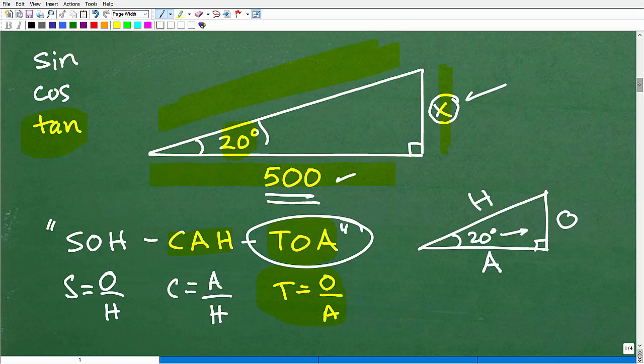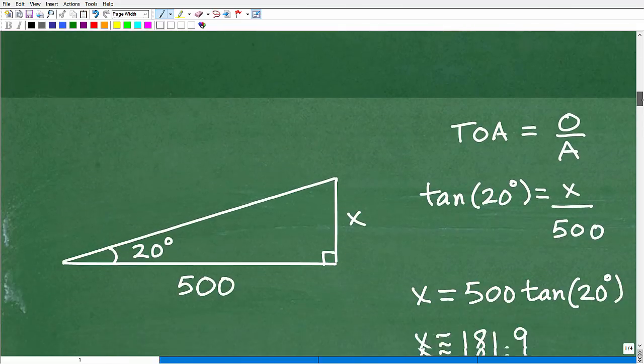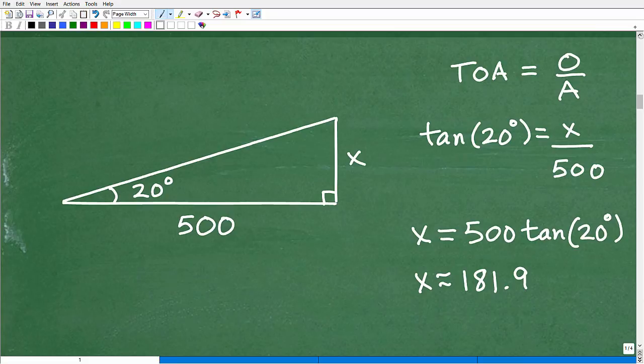All right, so if you understand that, now we can pull this all together. Here's the work. Again, we're thinking SOHCAHTOA, TOA, so tangent is equal to opposite over adjacent. That's what this little TOA stands for. So the tangent of 20 degrees is equal to its opposite side, in this case x, over the adjacent side, which is 500. By definition, it's the opposite over the adjacent, so tangent of 20 degrees is x over 500. So you've got to understand this setup, all right?